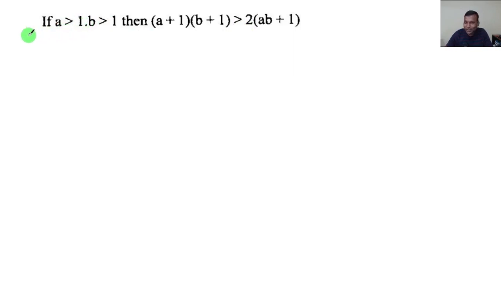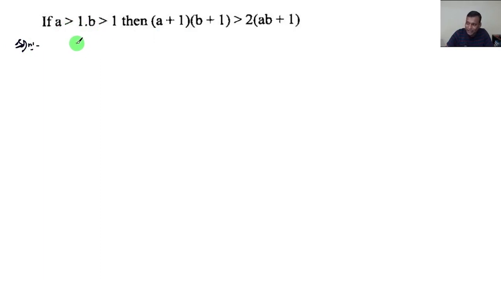Actually, all inequality problems can be solved by using two methods. One is the subtraction method, and another is that we have to choose a proper identity, proper relations, and then we have to proceed. So here I'll do it taking these two. I'll show this taking a greater than 1 and b greater than 1.